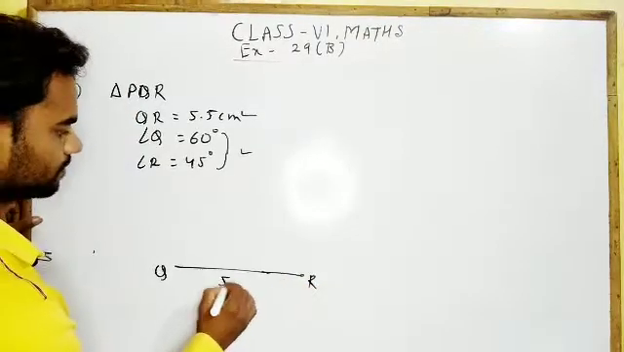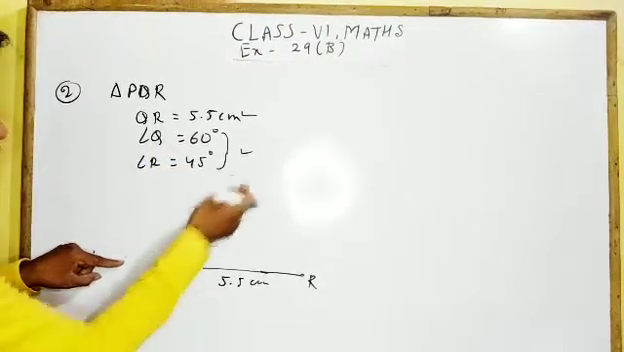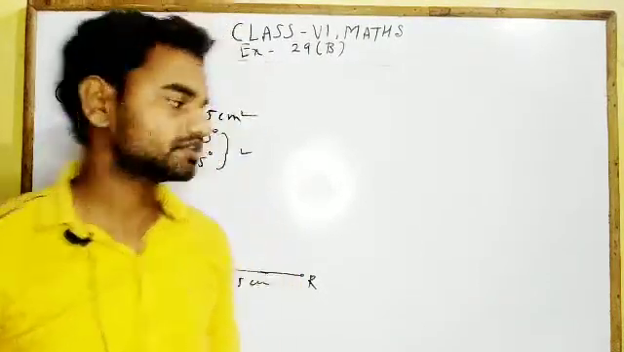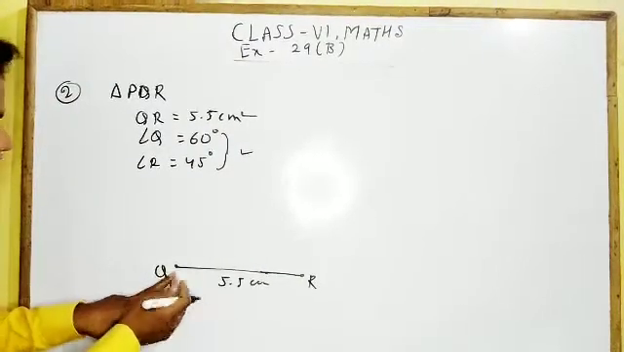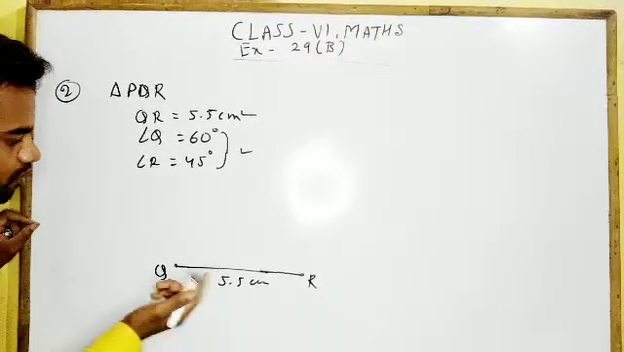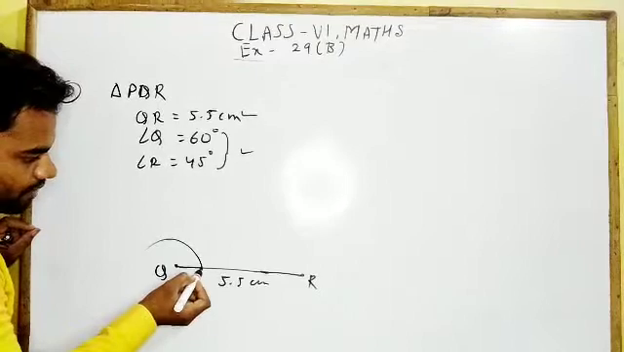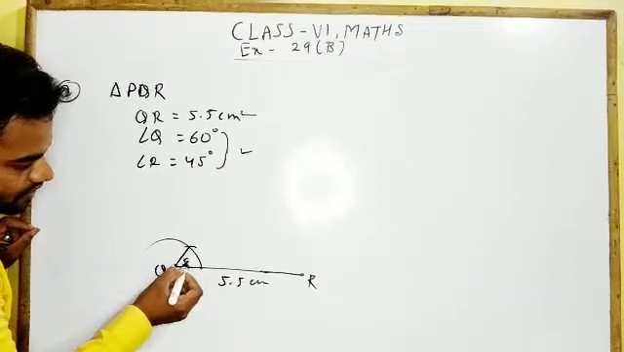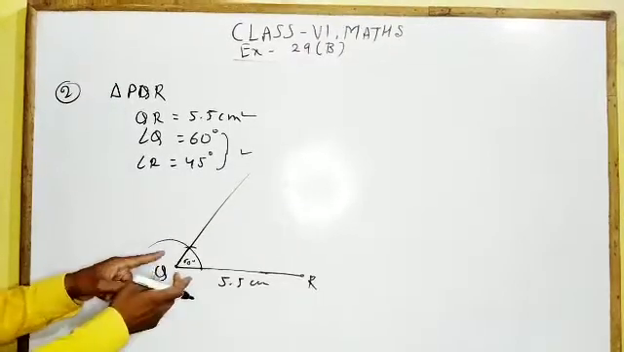This is 5.5 centimeter. According to the question, angle Q is 60 degree, which means at this point we have to draw an angle of 60 degree. You already know how to construct an angle, which we completed in the previous chapter. Taking Q as a center, draw a small arc, place the pointer here, draw an arc again, join, and extend this line. This is the angle Q, 60 degree.